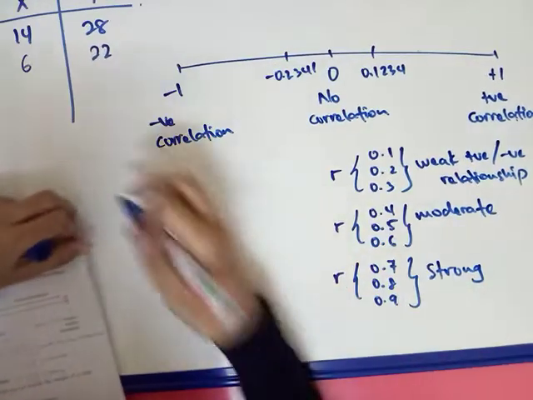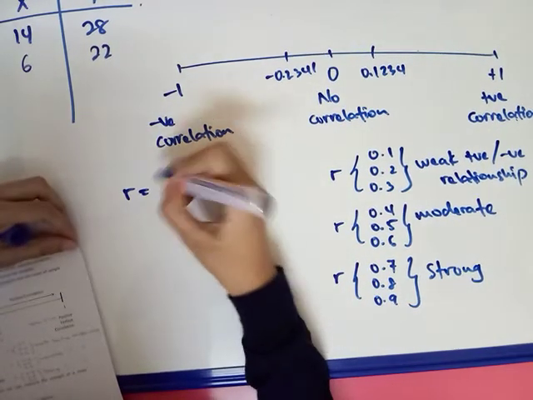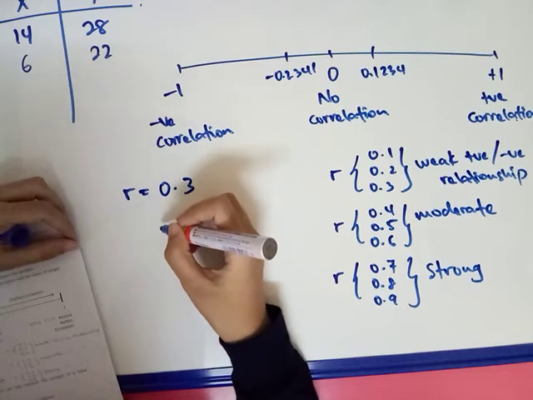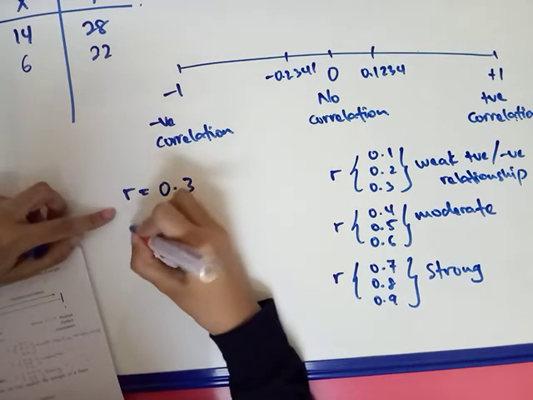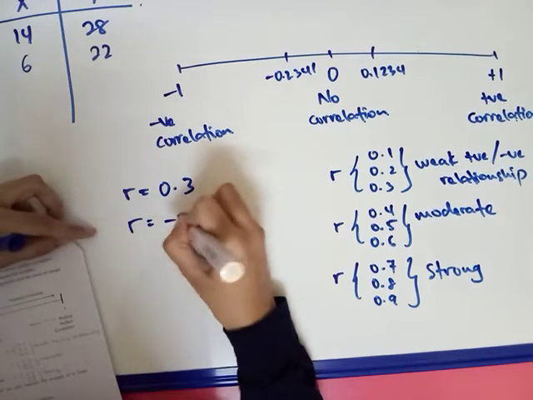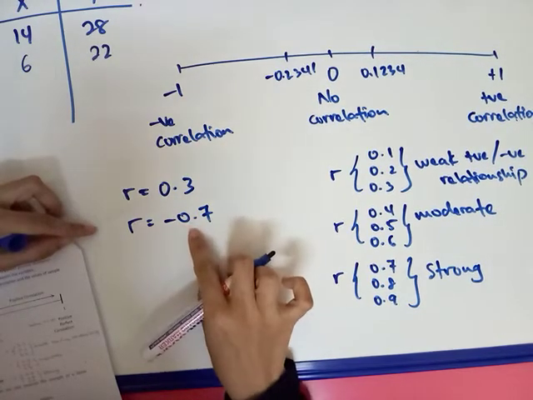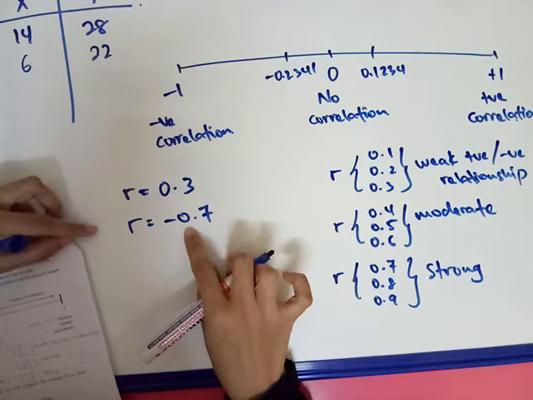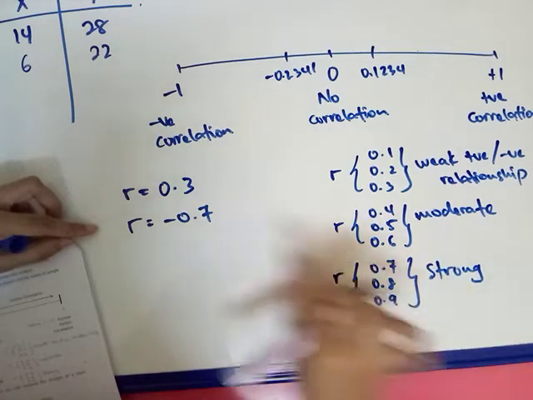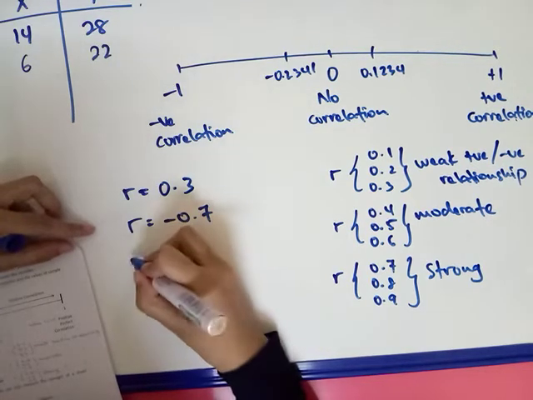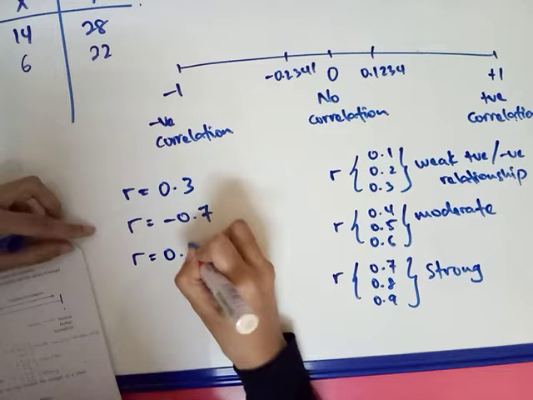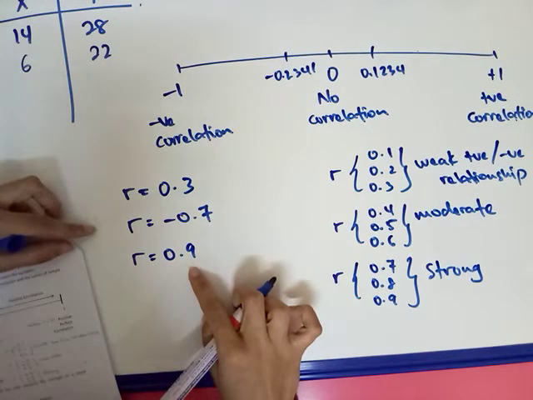For example, I give you a value r equals 0.3. It is a weak positive relationship. When r is equal to negative 0.7, how do we describe this relationship? It is a strong negative relationship, because it has a negative sign here. What if the value of r is 0.9? It is a strong positive relationship. You understand?